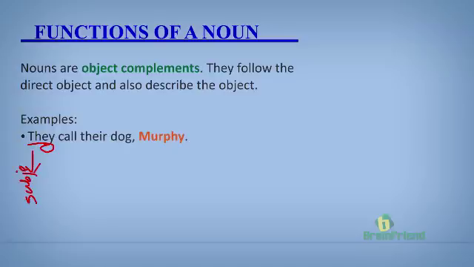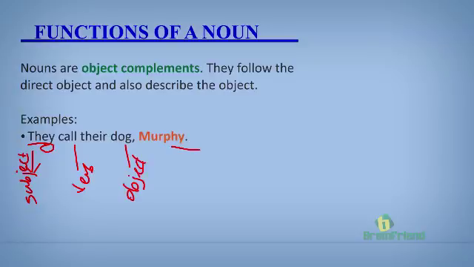Subject. What do they do? They call their dog. Verb, action. What do they call? Their dog. Object. It receives the action, it receives the call. And what do they call their dog now? They call their dog Murphy.